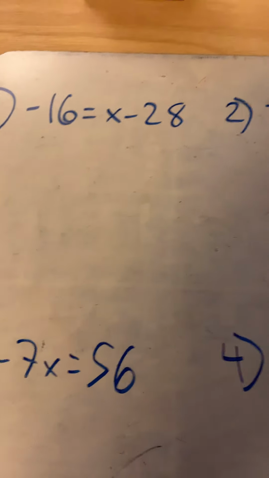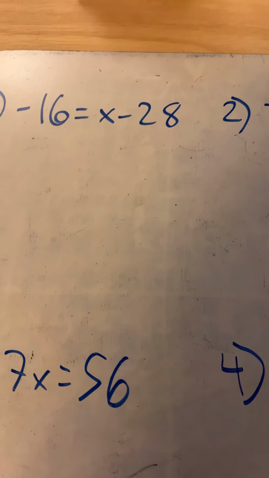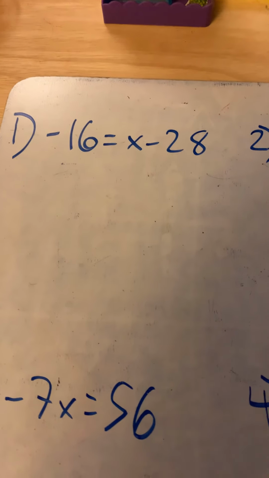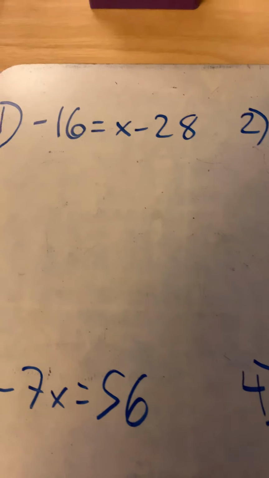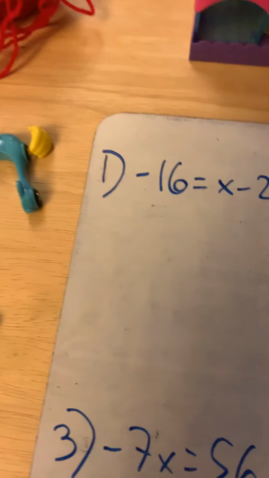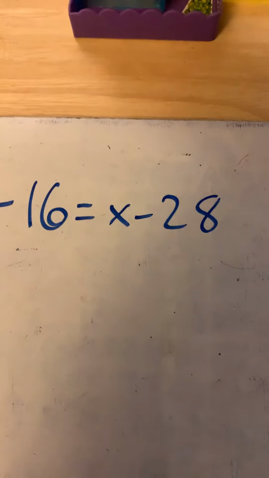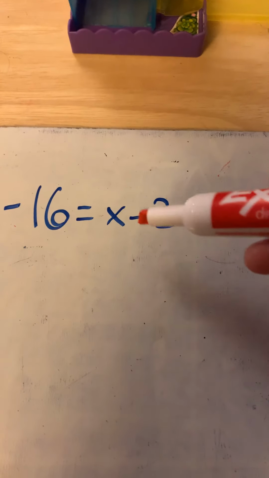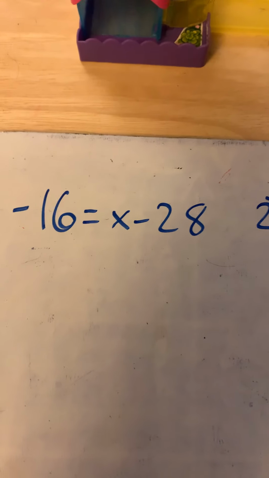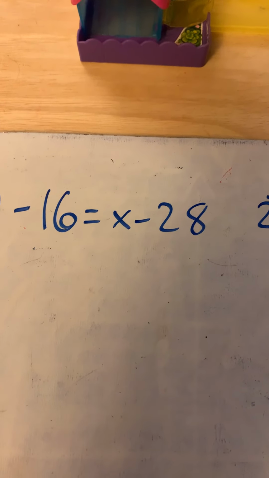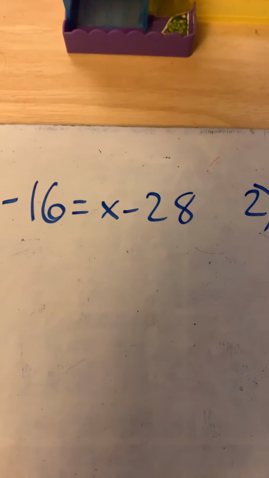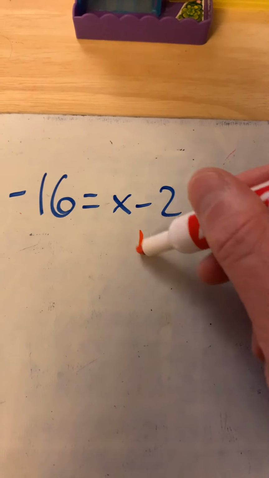The key idea to remember here is you always look at the equation, you find the variable, you look at what is beside the variable, and you do the opposite of whatever number operation that is. So in number 1, negative 16 equals x minus 28. Beside the variable, I have a minus 28, so I do the opposite of that, plus 28.